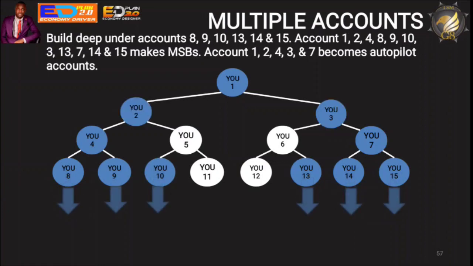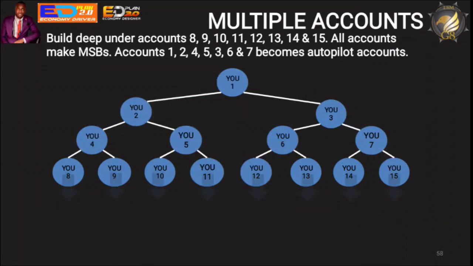You build under accounts 10 and 13. It means accounts 8, 9, 10, 4, 2, 1, 3, 7, 14, 15, and 13 are making money. And it means accounts 7, 3, 1, 2, and 4 are autopilots. Again, you add account 11, and you start building under accounts 11 and 12, and then these ones that are down here, you build on them.